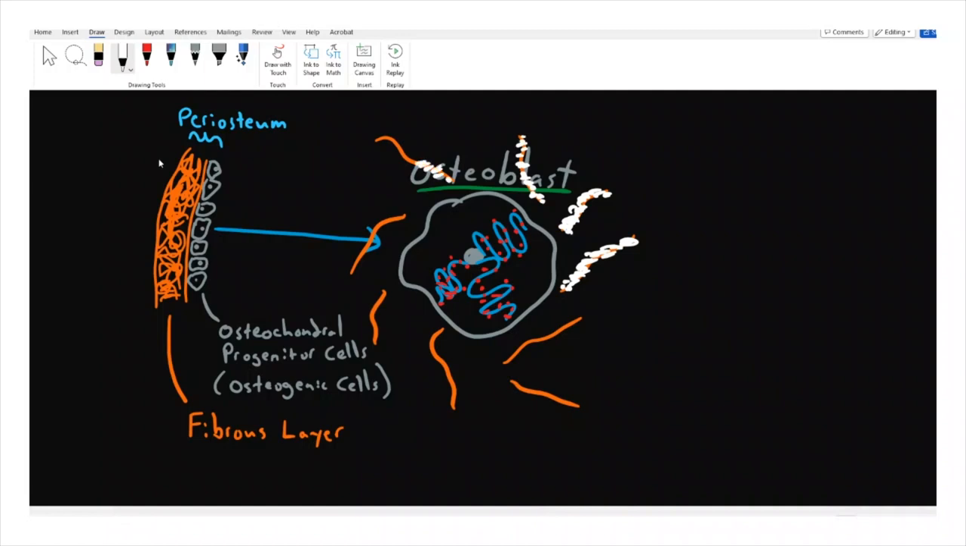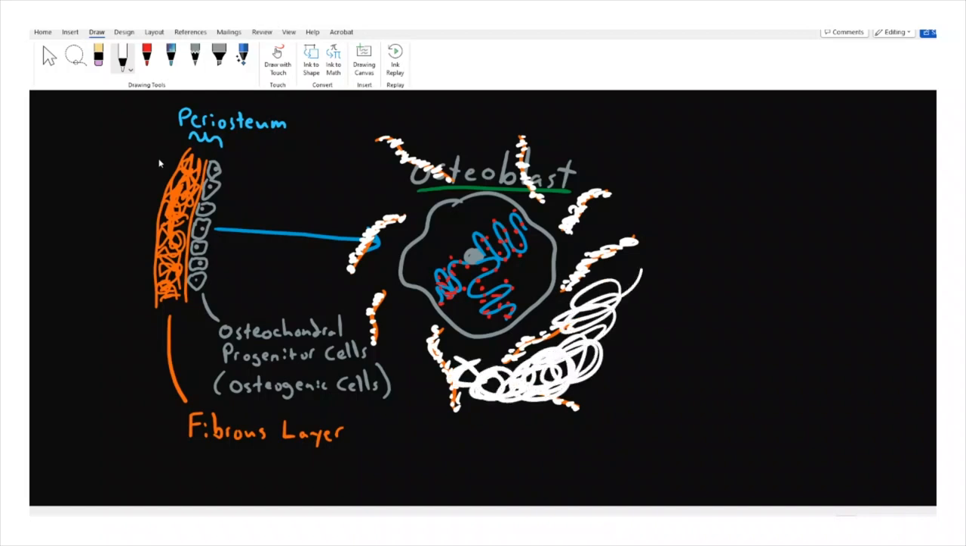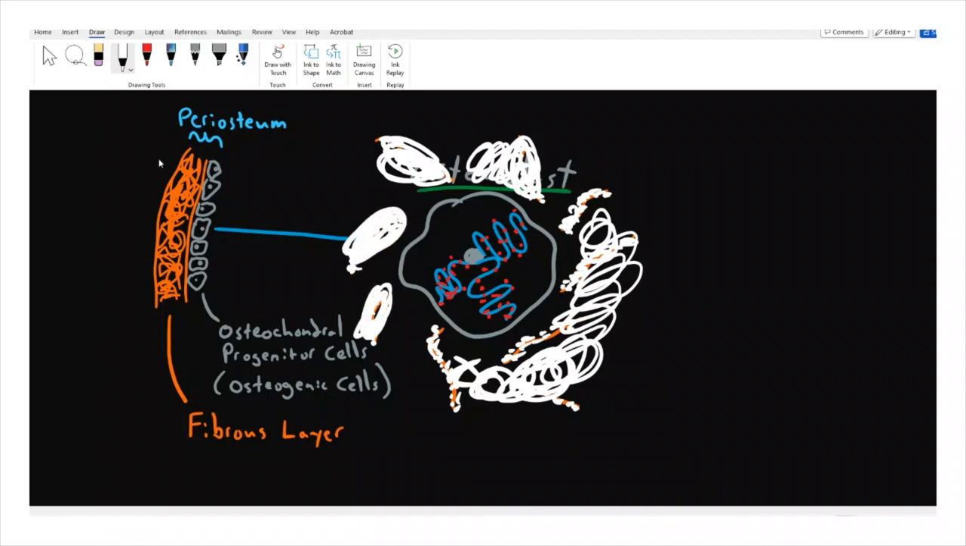What we end up with, I hope you get the impression here, because my art isn't fast enough, is that this osteoblast is surrounding itself with mineralized bony matrix over time. And this continues on and on like this. Collagen fibers, bony matrix, hydroxyapatite forming along the collagen fibers.